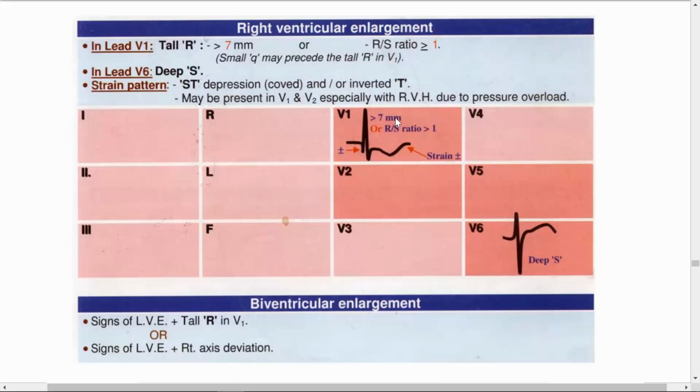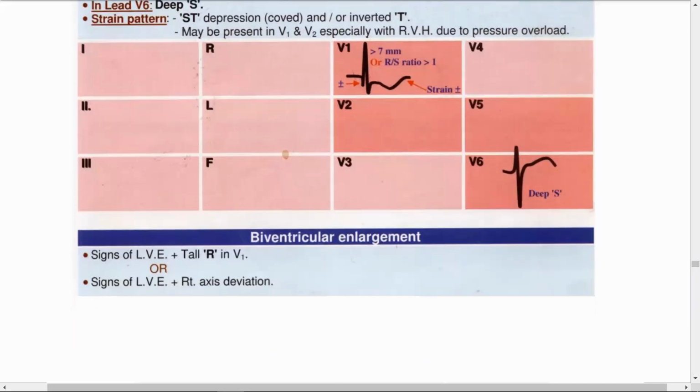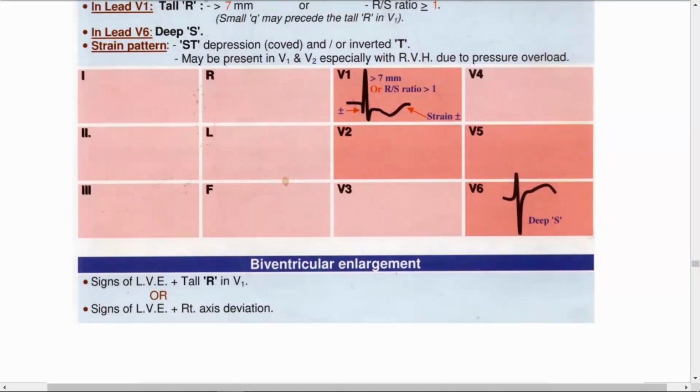So we will flip it, will be clear. The other signs with the RVH will be right axis deviation, with LVH will be left axis deviation. Was the same with the left bundle or right bundle.